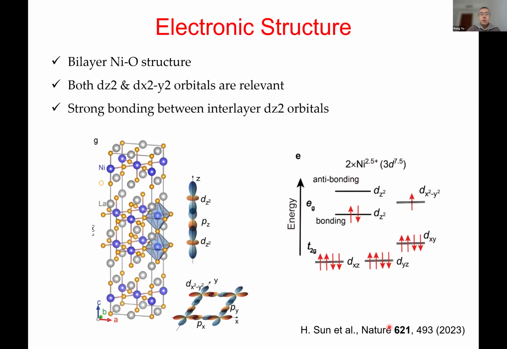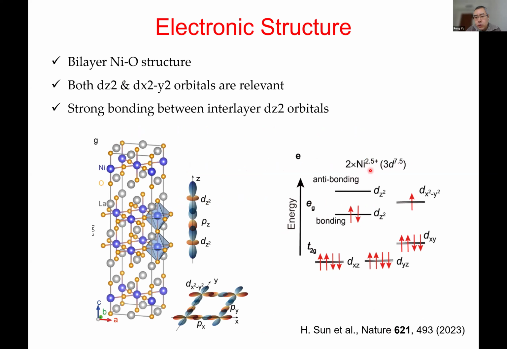So first of all, we need to construct an effective model. And we noticed that by simple valence counting, in this bilayer compound, each nickel ion carries a valence of 2.5, which actually means that there are 7.5 electrons occupying these 3d orbitals. And because there is a very large level splitting between the t2g and eg sectors, 6 electrons occupy the t2g sector, and only 1.5 electrons occupy the 2 eg orbitals, which are either the dz square or the dx square minus y square orbital.